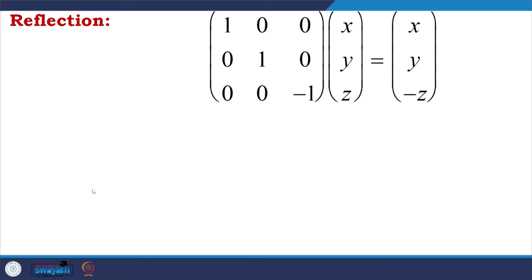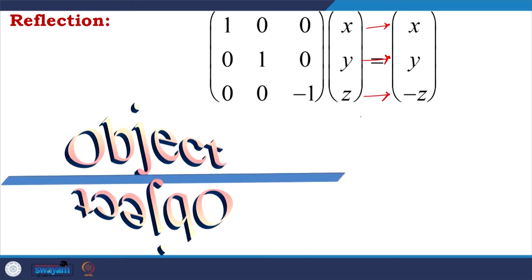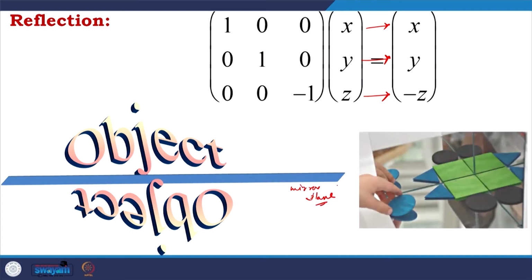Coming to reflection, which is mirror. So, it would change from one axis, x written x, y written y and z goes to minus z. This is one of the representations. You see the mirror plane, and this is a very beautiful representation. This is the mirror you see.